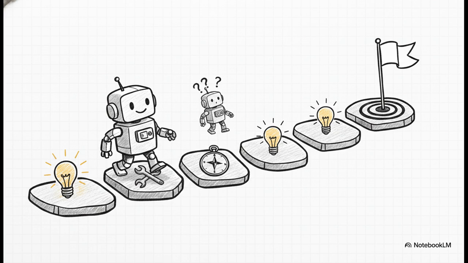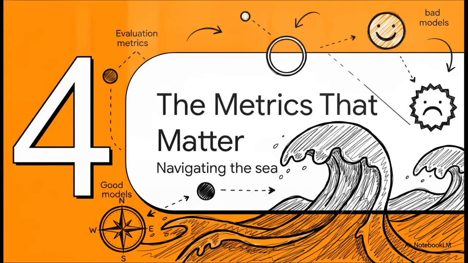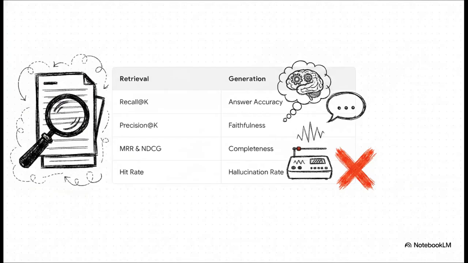Basically, can the AI actually complete a 5-step process without getting completely lost on step 3? Let's move to and see how this builds in Section 4, the metrics that matter, navigating the sea of evaluation metrics. We need to clearly separate our measurements into two camps here.